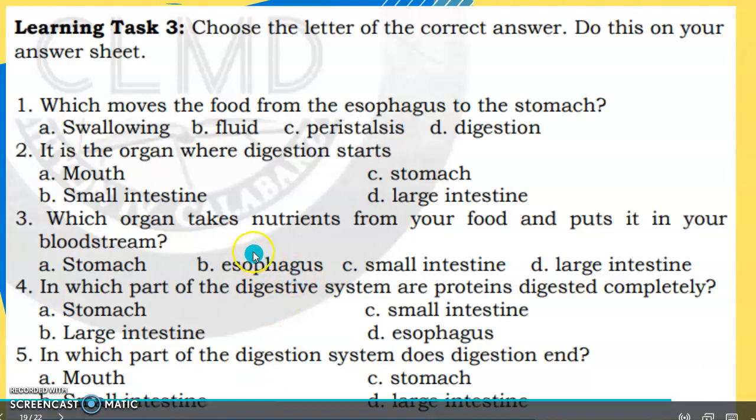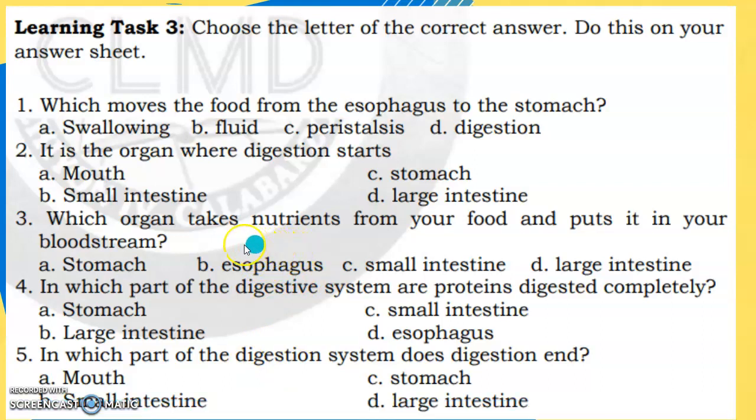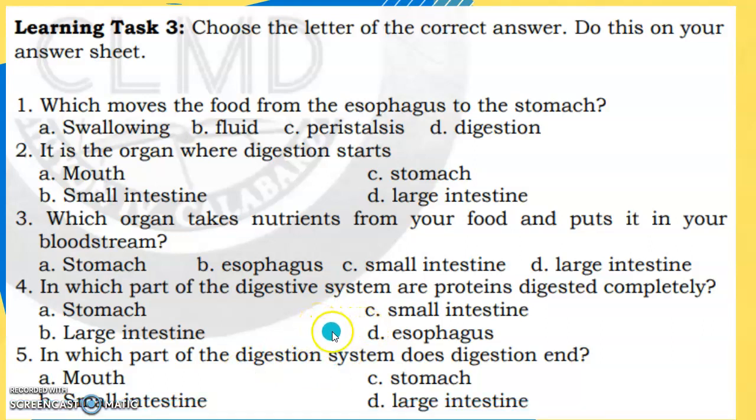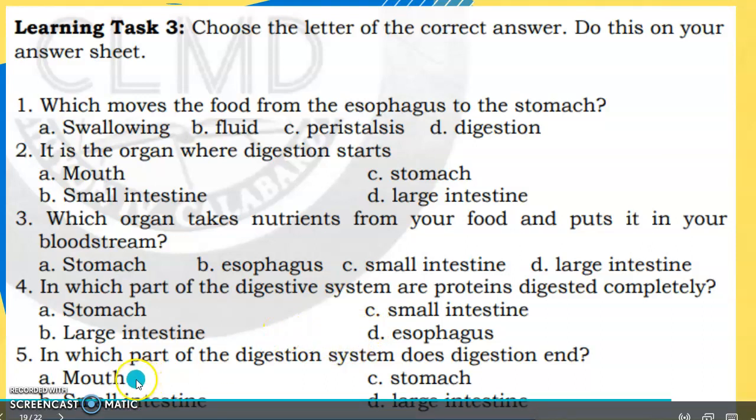Number 3. Which organ takes nutrients from your food and puts it in your bloodstream? A. Stomach, B. Esophagus, C. Small intestine, D. Large intestine. Number 4. Which part of the digestive system are protein digested completely? A. Stomach, B. Large intestine, C. Small intestine, D. Esophagus. And number 5. In which part of the digestive system does digestion end? A. Mouth, B. Small intestine, C. Stomach, and D. Large intestine.